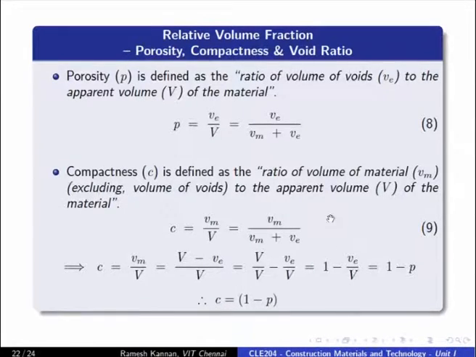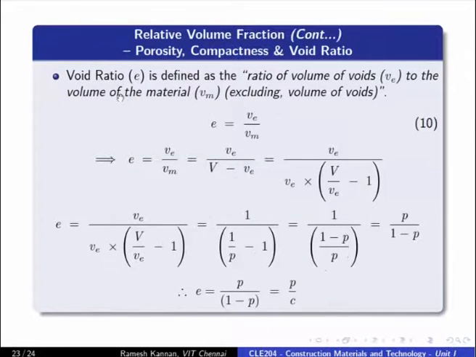The next is very important, called void ratio. Void ratio is an important factor that we consider in soil mechanics and related fields, and it is denoted by small e, which is the ratio of the volume of voids divided by the volume of the material, excluding the voids. We can also represent c and p in terms of V. Take the equation Ve divided by Vm. We know that Vm excludes the voids, so the apparent volume minus the voids will give you Vm.